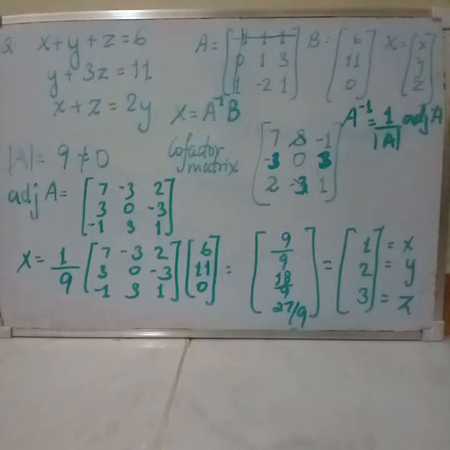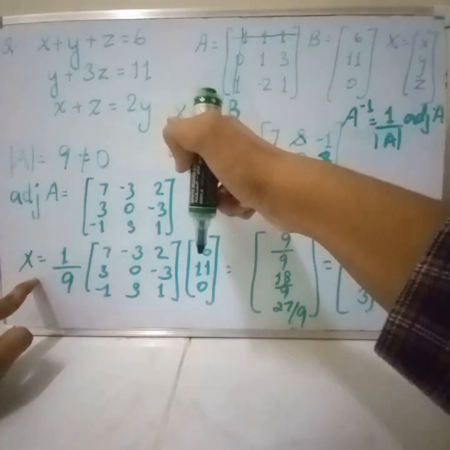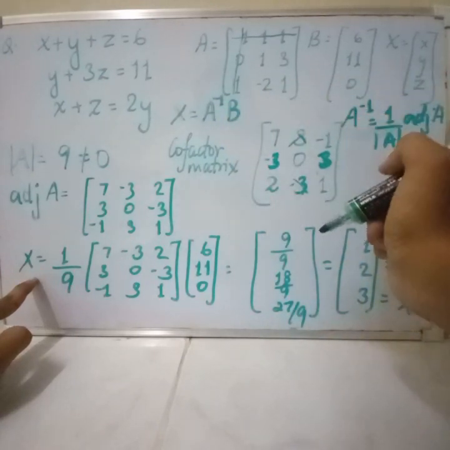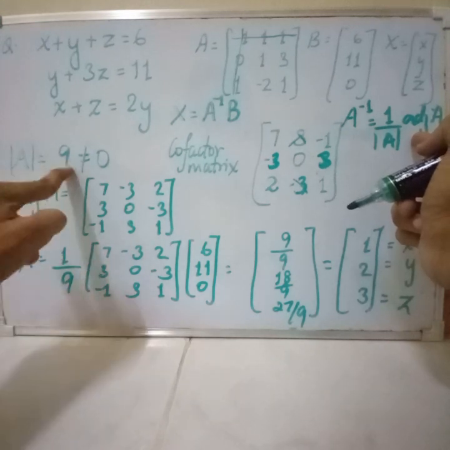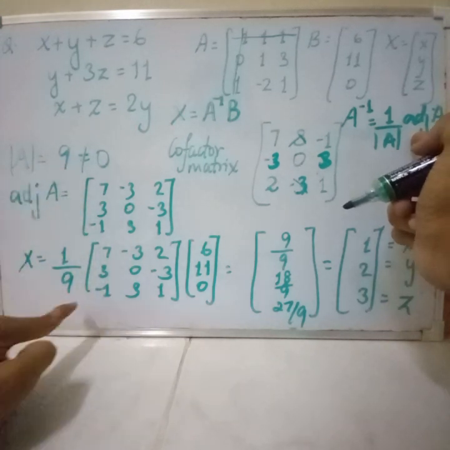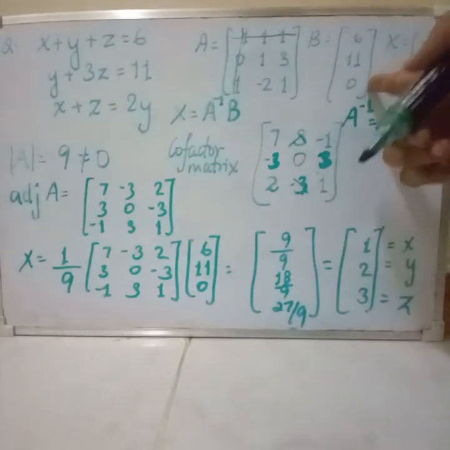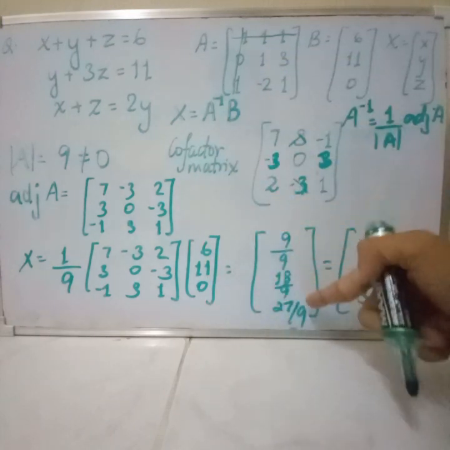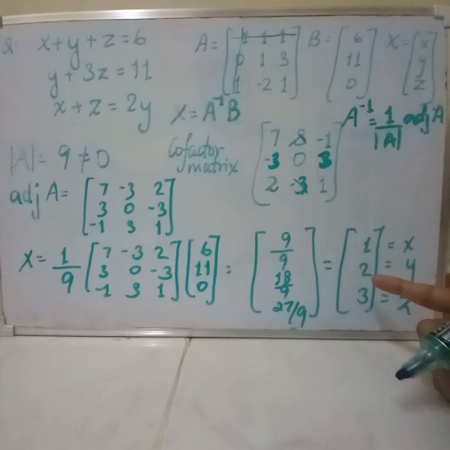Then after finding the adjoint of the A matrix, we can proceed with the equation X is equal to A inverse B. So instead of A inverse, we can put 1 by determinant of A times adjoint A. 1 by 9, since the determinant of A is 9, and the adjoint A we found out. Then we multiply with the B matrix as per the equation. If you do the multiplication, finally you will arrive at this answer for the X matrix.